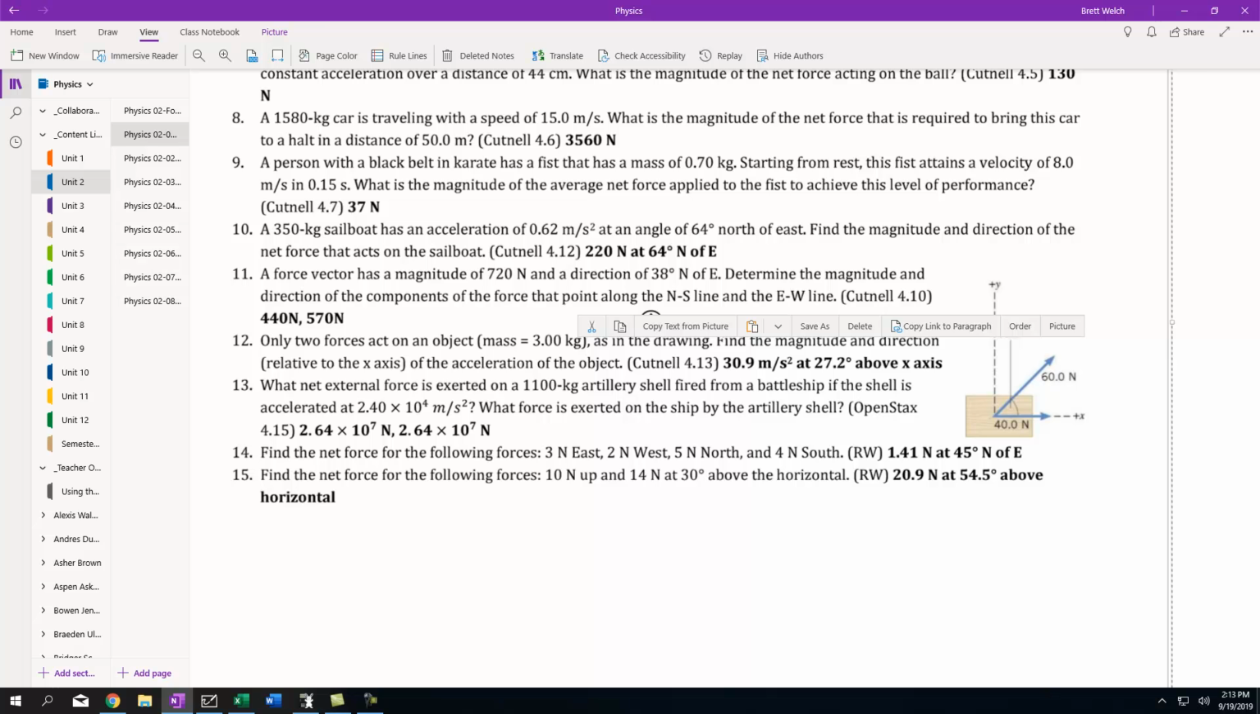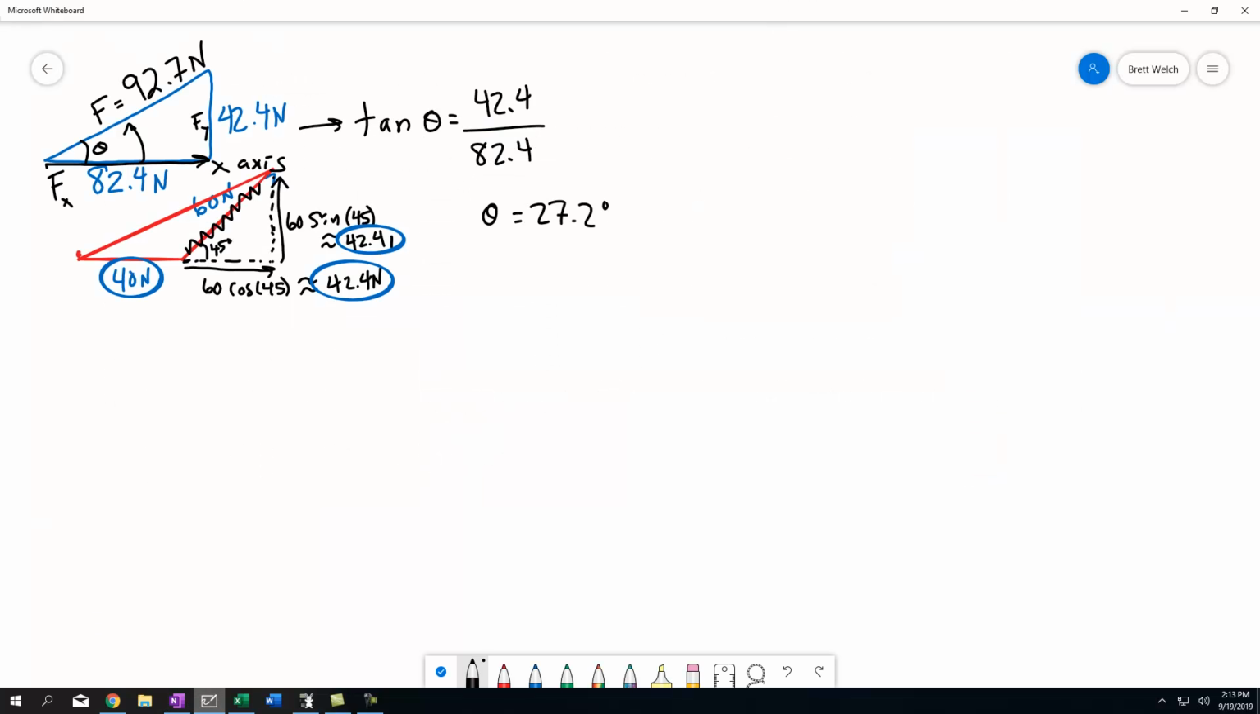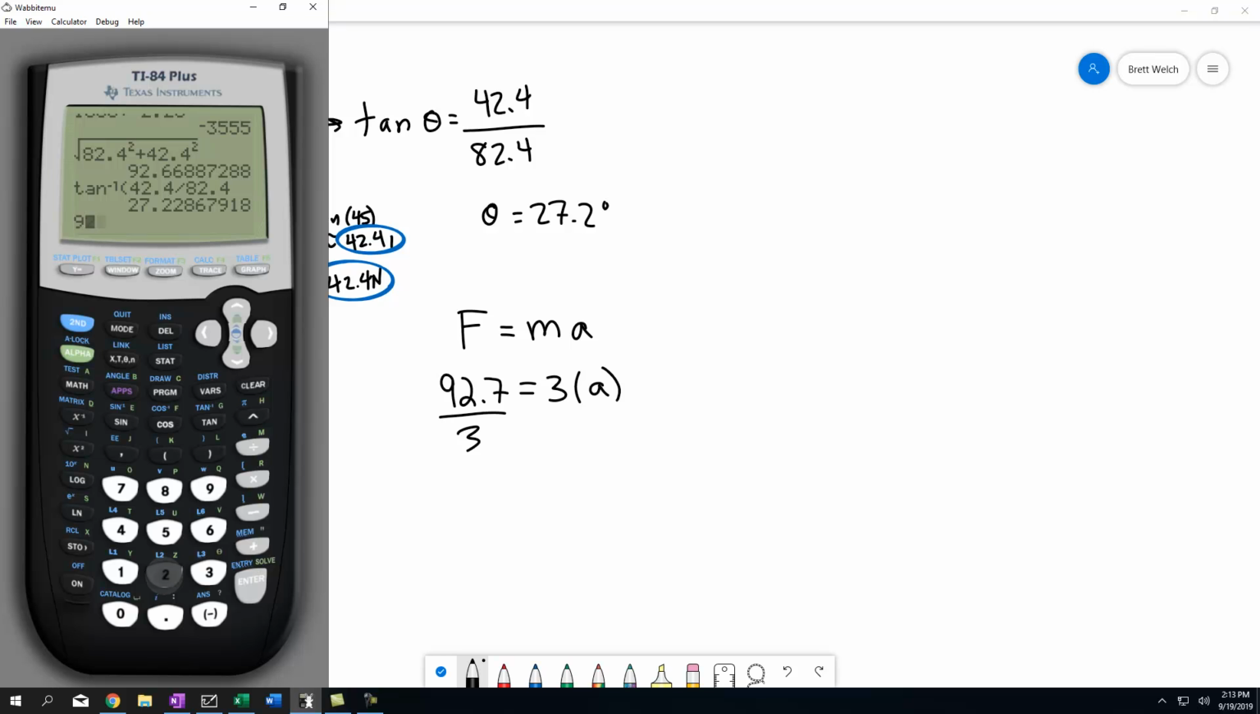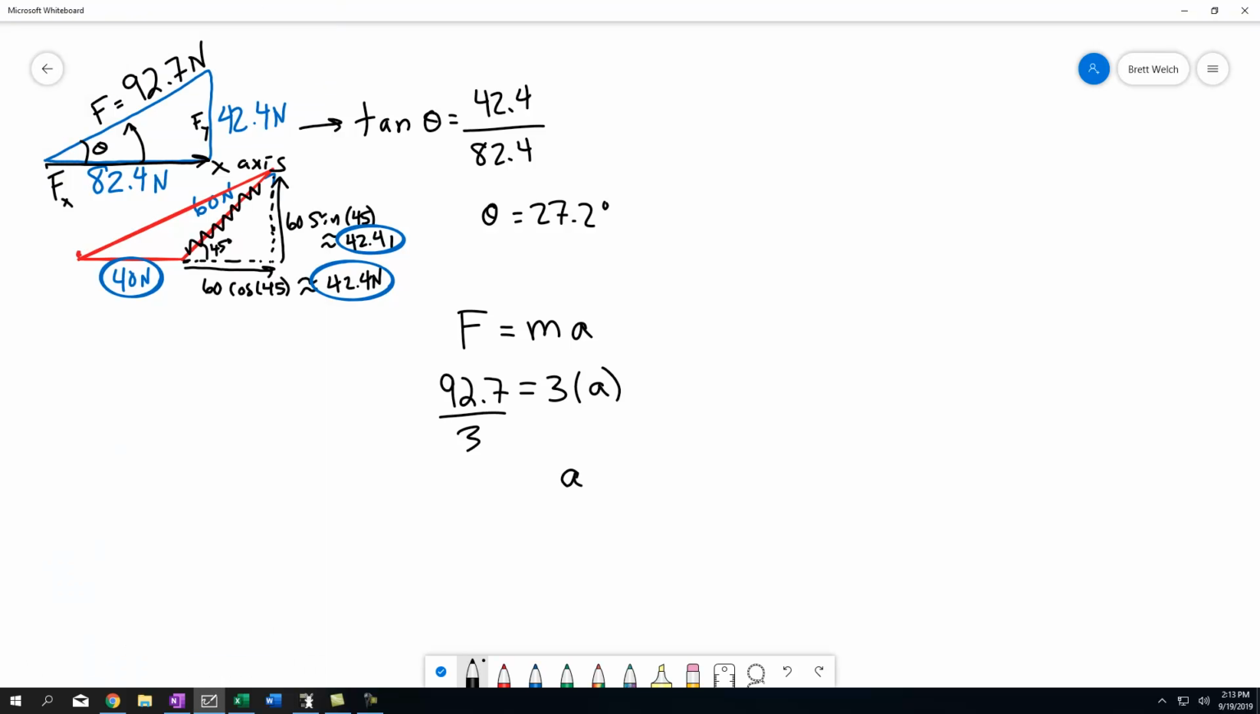Well, because the object has a mass of 3 kilograms, kind of blinking at it right there, 3 kilograms, I should be able to take the force, which should be mass times acceleration, the force being 92.7 equals a mass of 3 times my acceleration. So if I divide by 3, I grab my calculator, and 92.7 divided by 3, I get 30.9. So this tells me I'm going to accelerate at 30.9 meters per second squared at 27.2 degrees above positive x-axis.